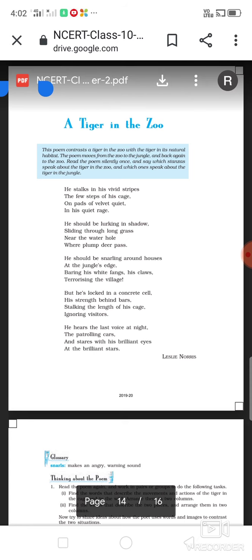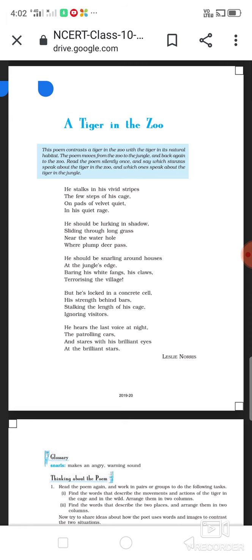The whole day goes like this, with visitors coming and seeing him. And the night also, he is not given enough space. Rather, the poet says that the tiger has to suffer the loud noises in the night, especially created by the zookeeper, and more than that, the cars which run here and there.